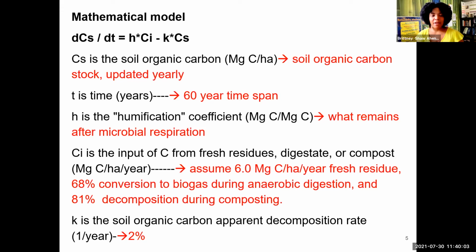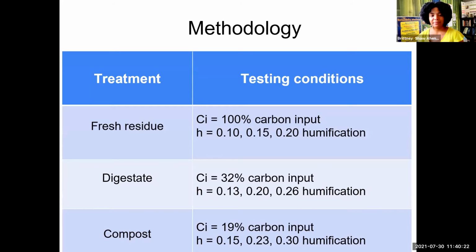We looked at 6 megagrams per hectare, 68% of that going through the digester, 81% of that for composting, and we still have to allot for the decay rate, which is 2%, which is prevalent in the Maryland and Southern Pennsylvania areas. Next slide.